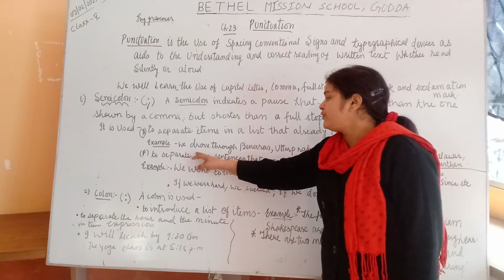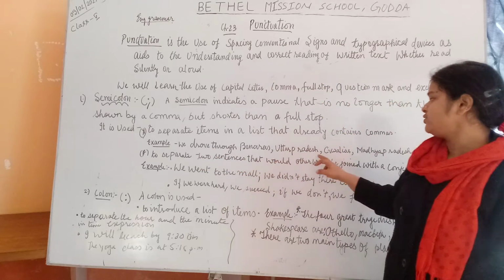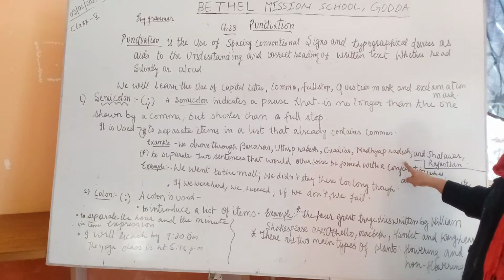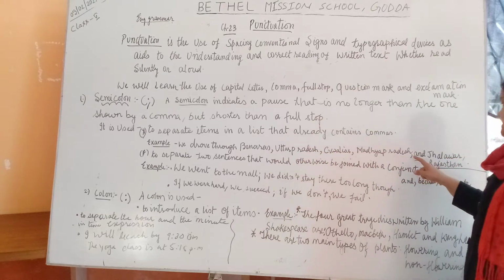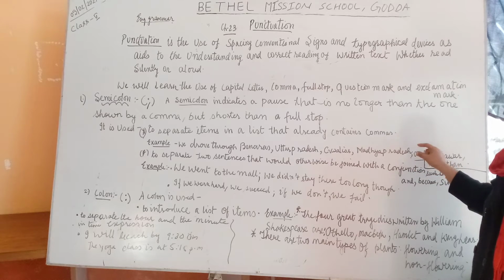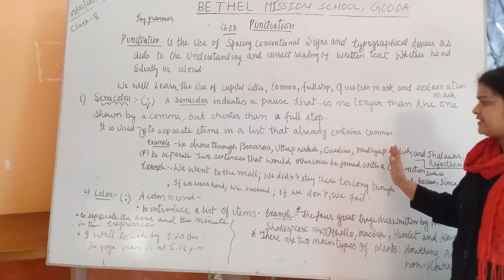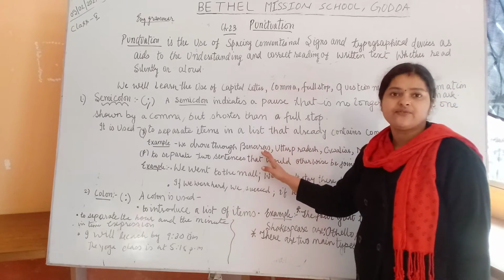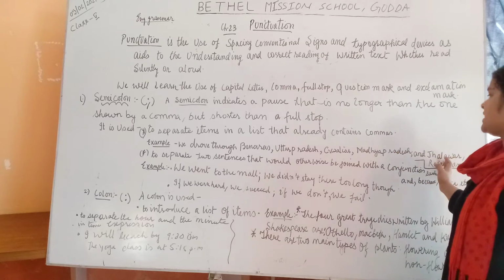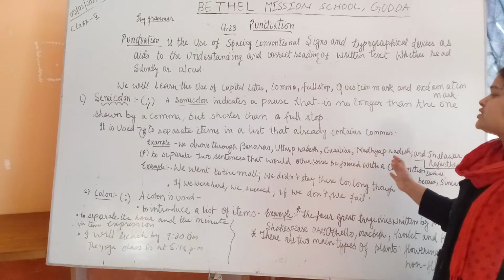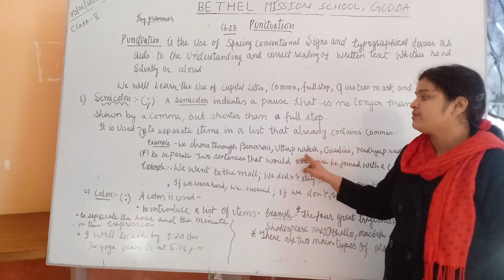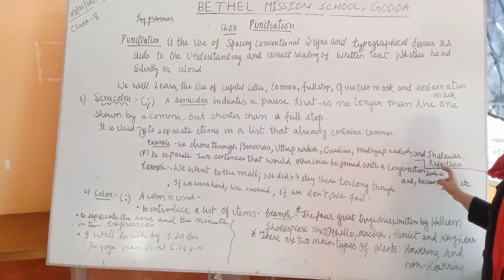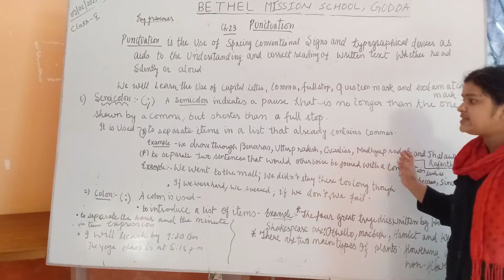For example, we drove through Banaras, Uttar Pradesh; Gwalior, Madhya Pradesh; and Rajasthan. That means we are using commas, and then we are using a semicolon after a particular word to show that these three states are from different zones. So the semicolon is used in this sentence to show that the three states are from different zones.